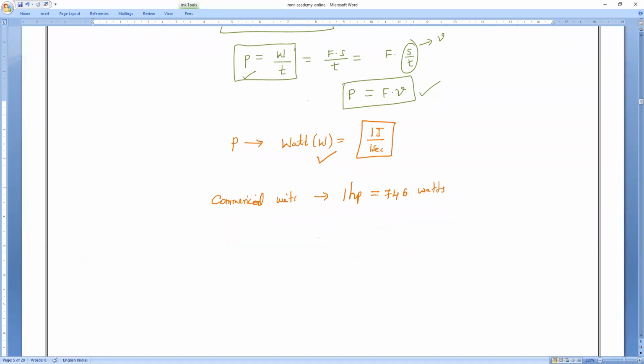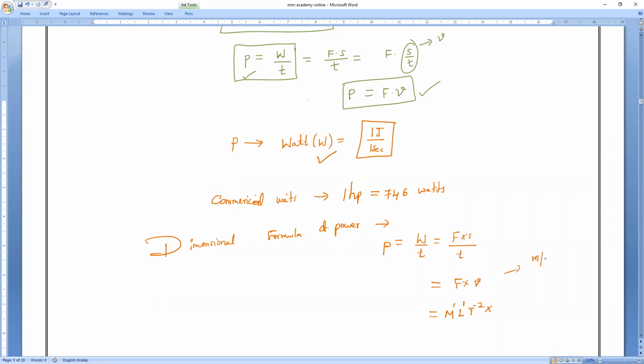Next, the dimensional formula of power, which we studied yesterday. Power means work done by time. Work done means force into displacement divided by time, so power is force into velocity. What are the force dimensions? M power 1, L power 1, T power minus 2, into velocity. Velocity means meter per second, so meter is L power 1 and per second is T power minus 1.